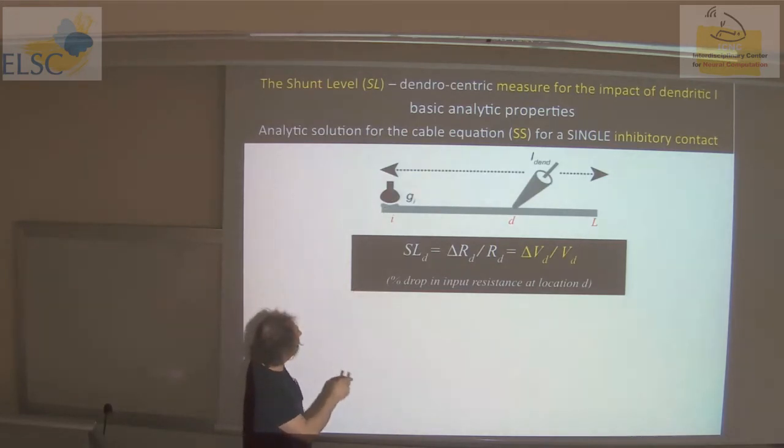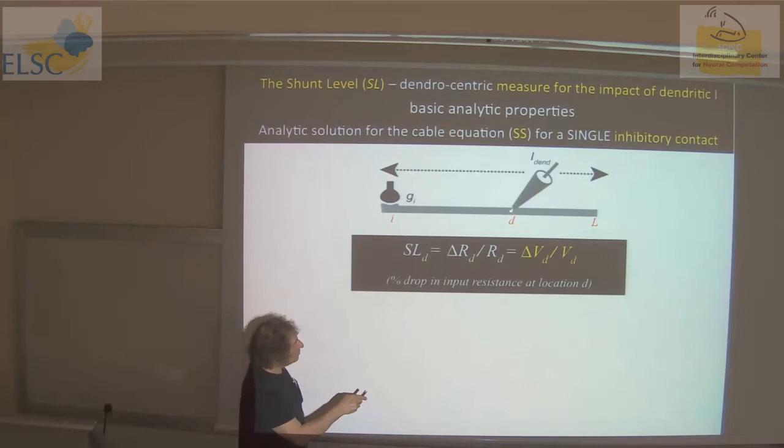So I perturb the membrane here, shunt the membrane here. There is no voltage, so it's just silent inhibition, yes? Just shunting locally the membrane, and I measure the percentage change of input resistance here, following the conductance change there. So I gave you an example.